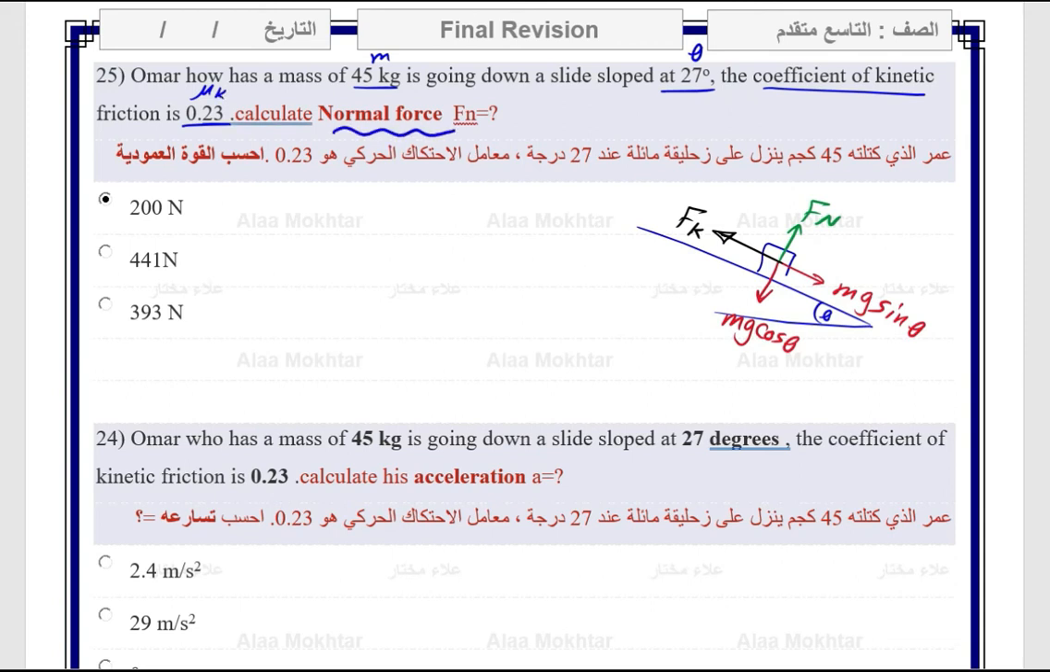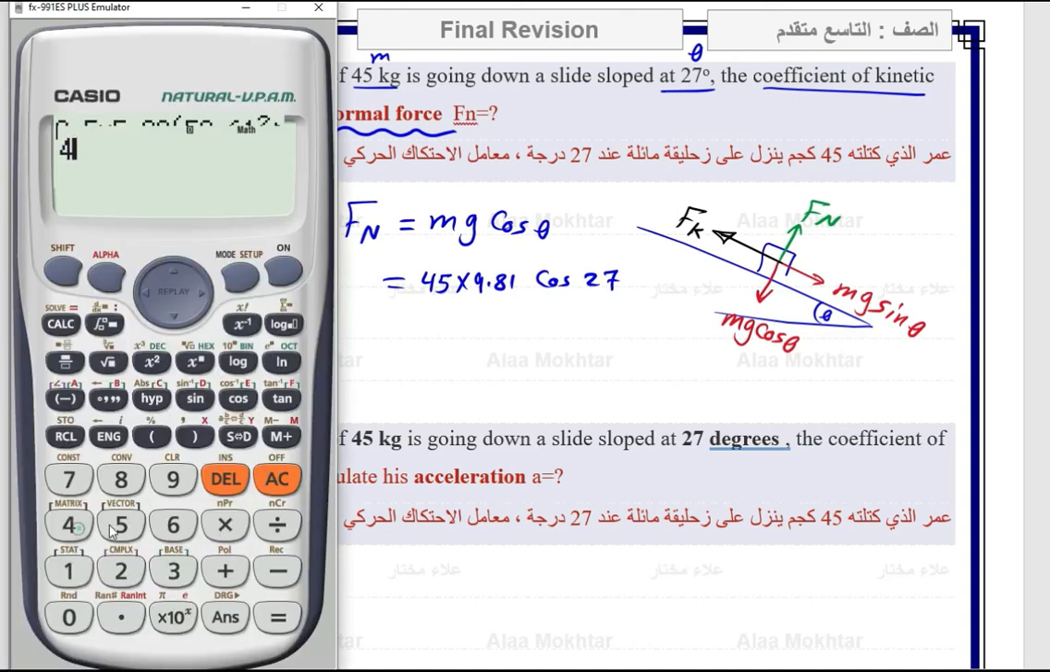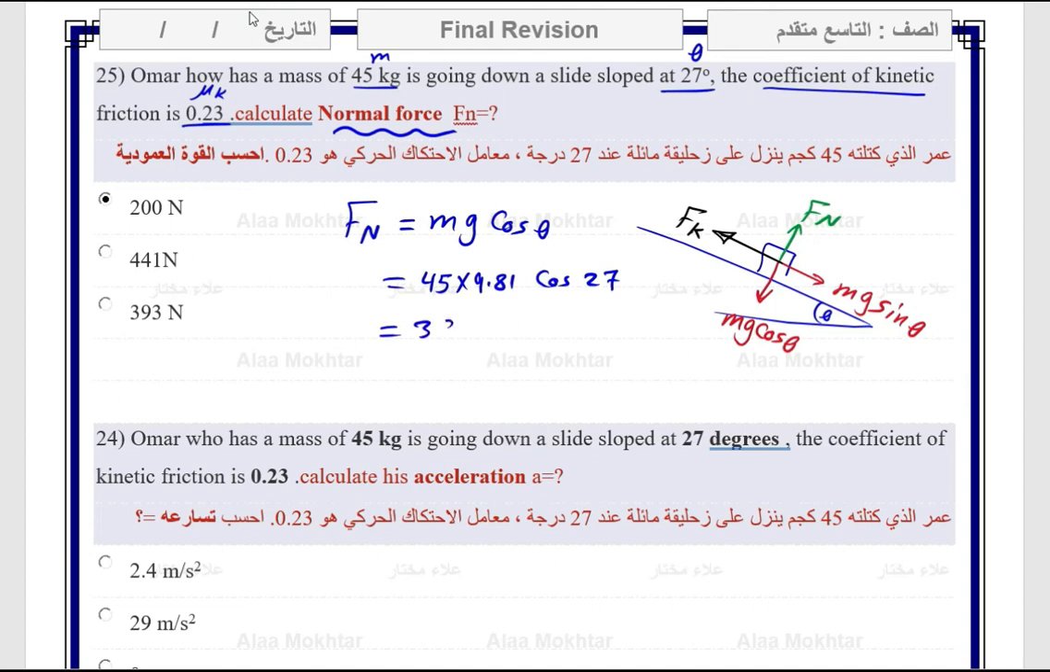Calculate the normal force. From the figure, the normal force equals mg cosine theta. m is 45, g is 9.81, and theta is 27 degrees. Using the calculator, 45 times 9.81 times cosine 27, the answer is 393 Newton. This is the correct answer.